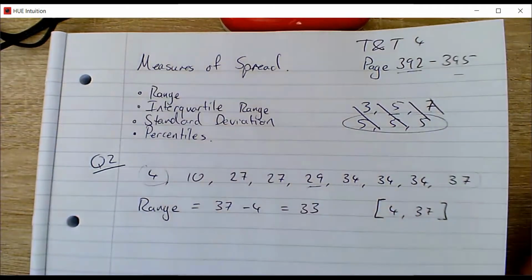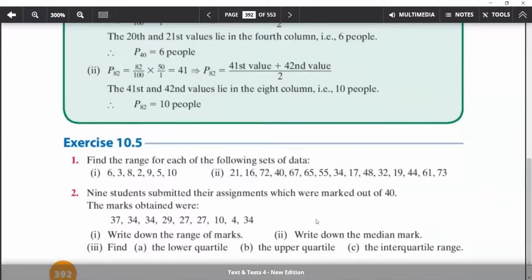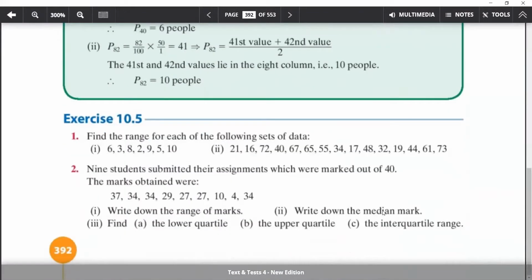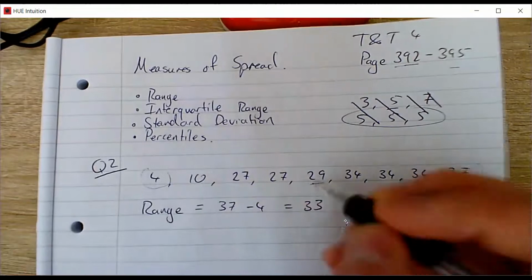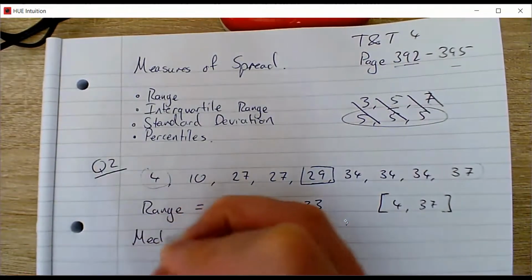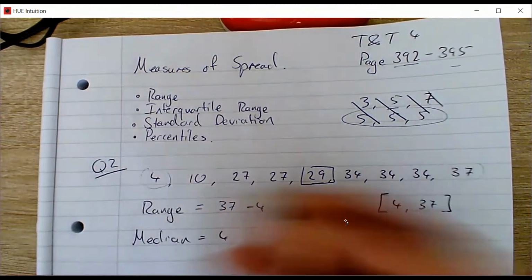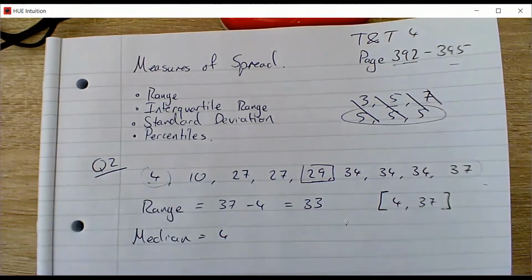The next part of that question asks you for the median mark. Okay, so that's the middle mark in an ordered set. Then we're going to be asked for the lower and upper quartiles and the interquartile range, which I'll tell you what they are shortly. The median mark there is the middle number in an ordered set. So there it is, 29, median. There are 4 marks below 29 and 4 marks above 29. So that gives us a good idea of the center.